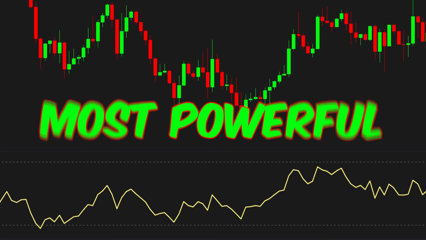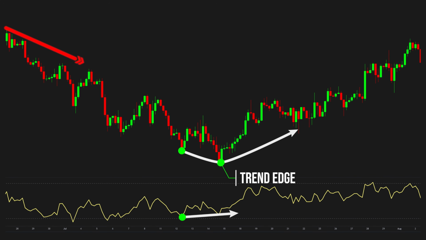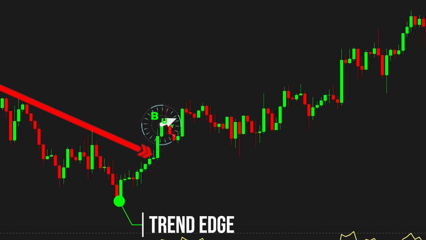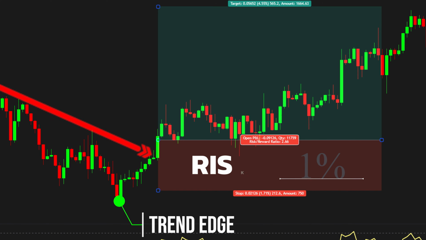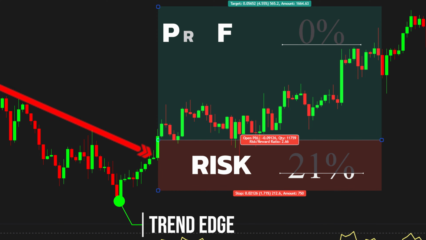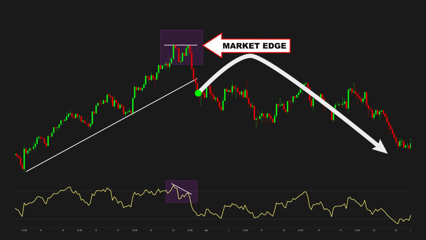Divergence is one of the most powerful concepts in technical analysis. Divergence exactly shows the edges of a trend. This concept guides you to buy near the bottom edge or sell near the top edge. This concept reduces the risk you have to take, at the same time increase your profits.